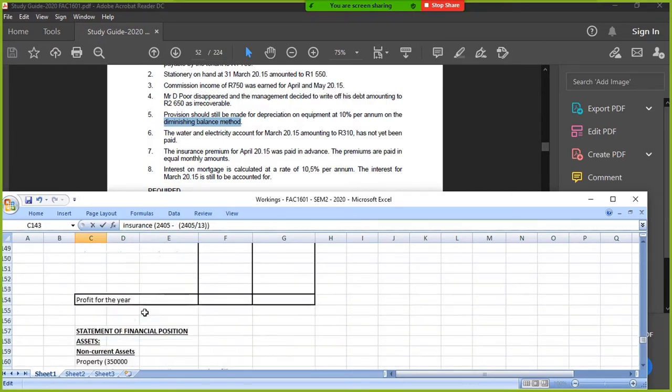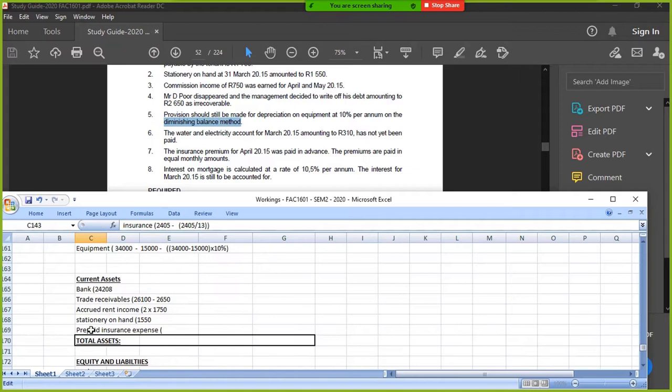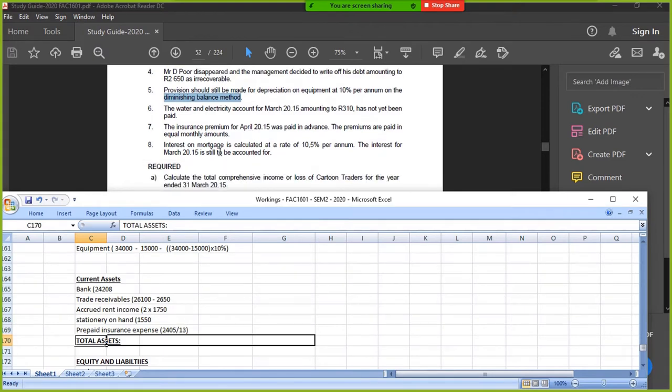Okay, copy that. My prepaid insurance expense is going to be that answer, 1 month's worth of prepaid insurance. Then the last point: interest on mortgage is calculated at a rate of 10.5% per annum. The interest for March is still to be accounted for. Notice it's for March, meaning 1 month.